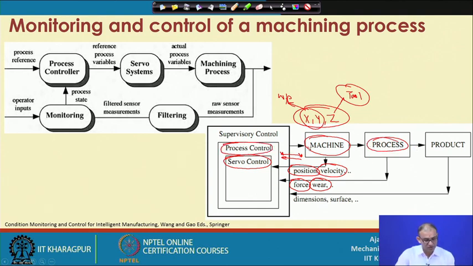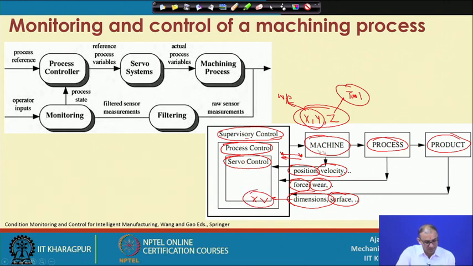Once everything is over, you have moved the component and the tool in the XYZ directions, you have performed a cutting operation, and finally you have a product. Then the supervisory control comes into action: it will measure the dimensions, see what the surface characteristics are, and decide whether the product is acceptable or not. So, these are the three different controls.